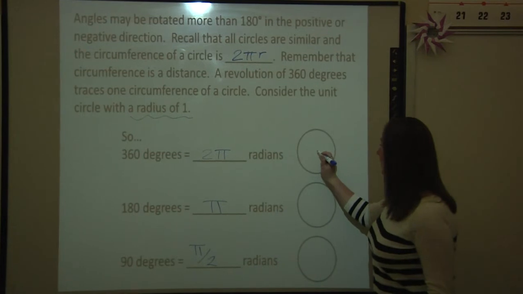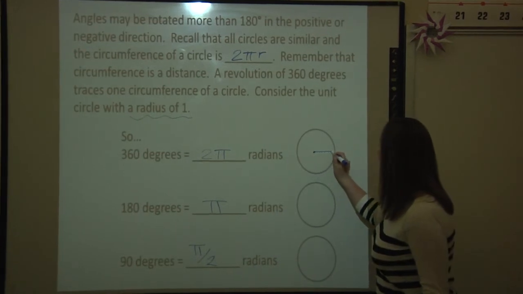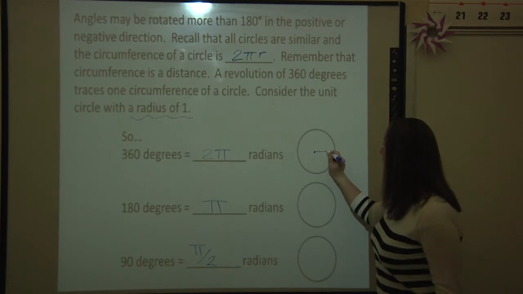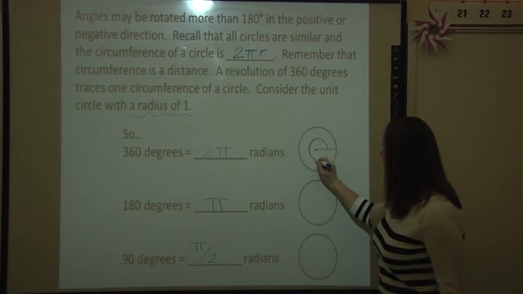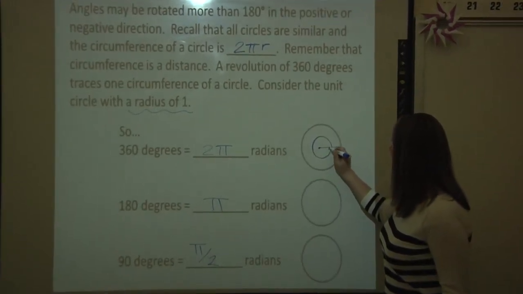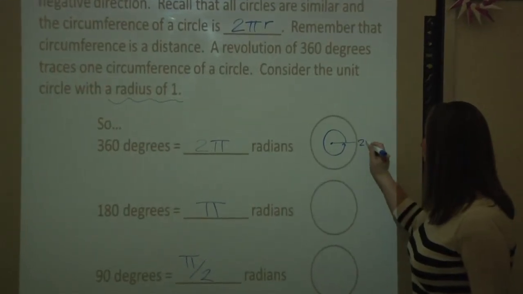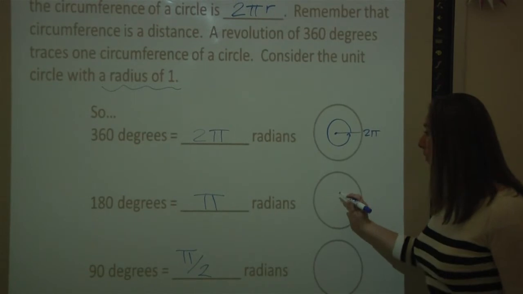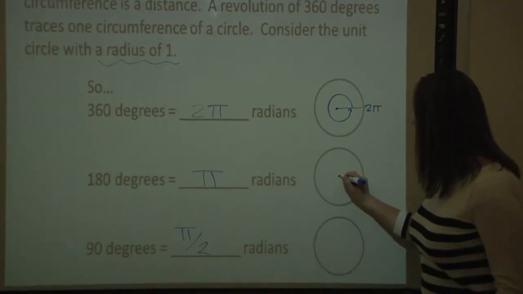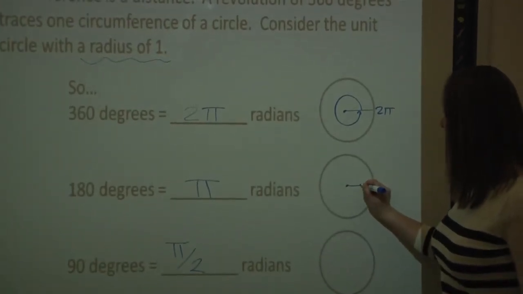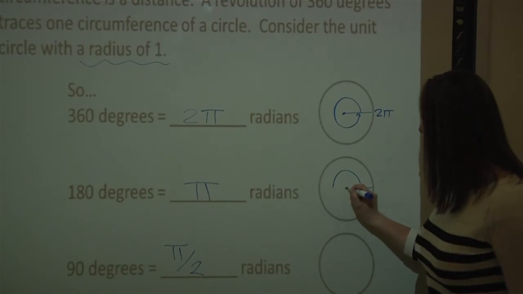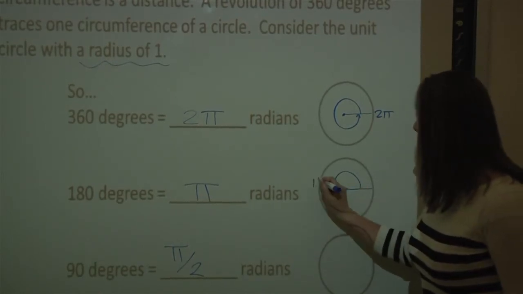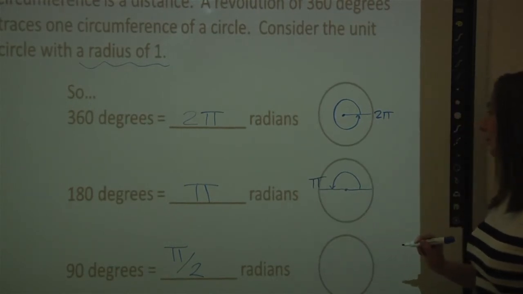So 360 degrees, back to our last description, we're going to start with our initial side, and we're going to go around the unit circle until we get back, which is 2 pi radians. If I want to think about 180 degrees, I'm going to start with my initial side and stop here. This is going to be pi radians.